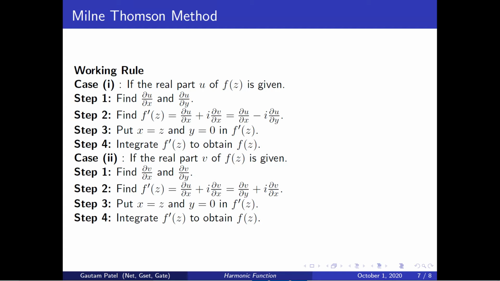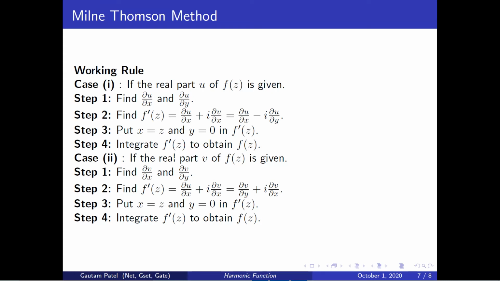Now if the real part is harmonic, our question is to find the harmonic conjugate, right? So it satisfies analyticity, therefore it satisfies the CR condition. So del v by del x is minus del u by del y, therefore we get f dash z is del u by del x minus i del u by del y. Now put x equal to z and y equal to 0 in this f dash z, and then integrate to obtain f of z.